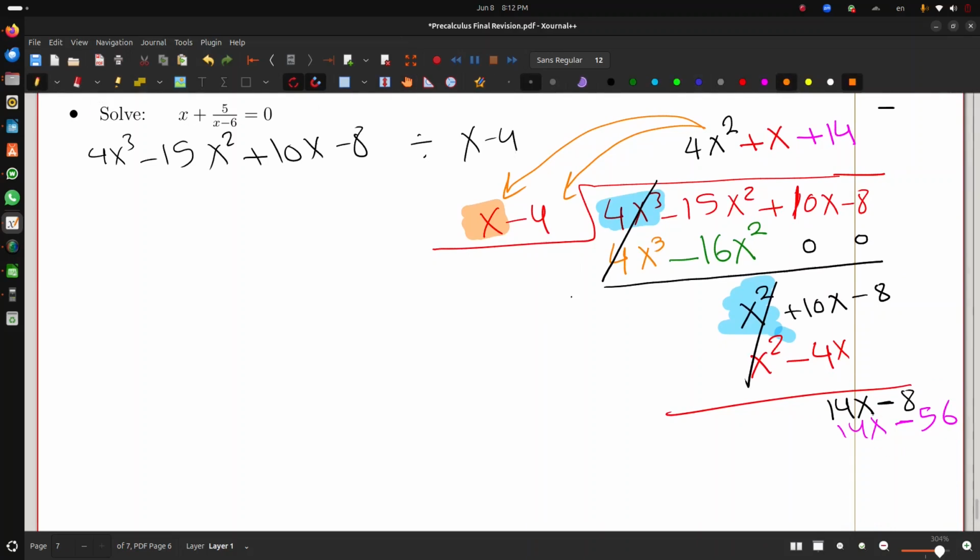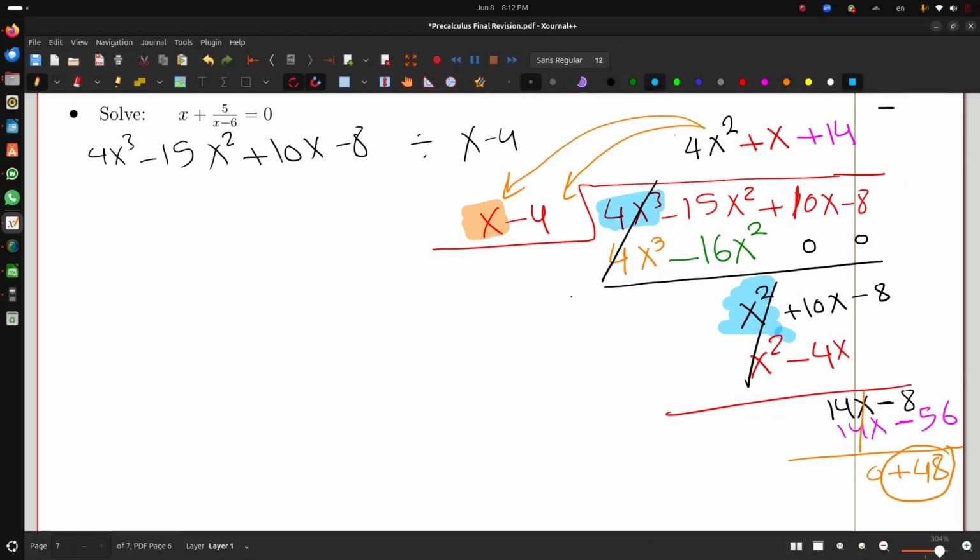Okay, 14x minus 14x, sorry, gives you 0, cancelled. And negative 8 minus negative 56 will give you positive 48. And this 48 is a remainder, because we're done. This is the remainder, this is the last thing. Okay, so how to write the answer?